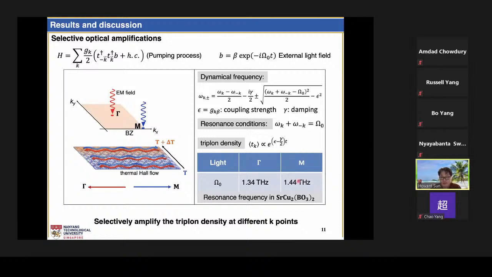If we use light of about 1.4 terahertz, we can excite the triplon at the M point. And because at the M point we have a positive Berry curvature, we can get a positive thermal Hall conductance, and we can generate the Hall flow to the right. That means we can selectively amplify the triplon density at different key points by the resonance conditions, by choosing different external light frequencies. So this basically provides us a very reliable way to achieve this tunability.